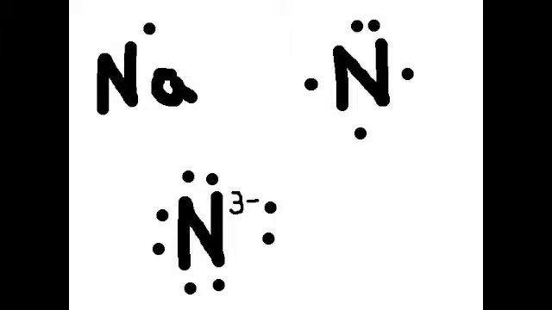However, nitrogen with a -3 charge means that it gains 3 electrons, so it has a full valence shell of 8.